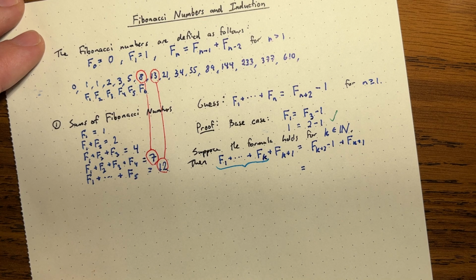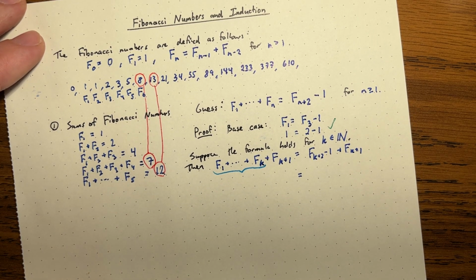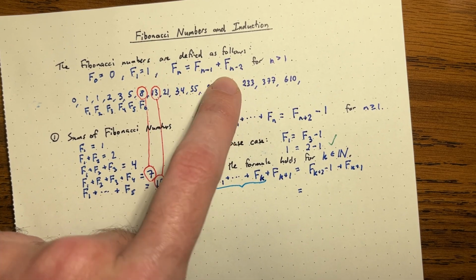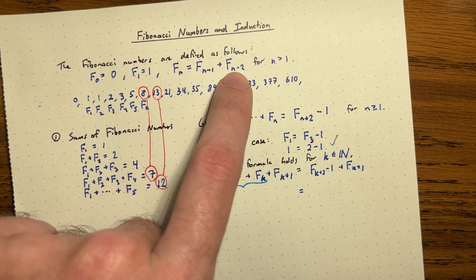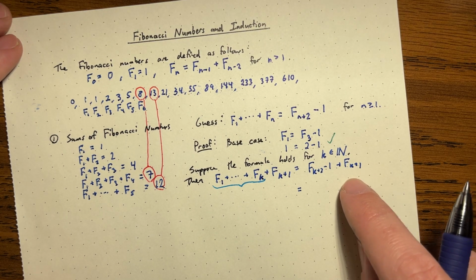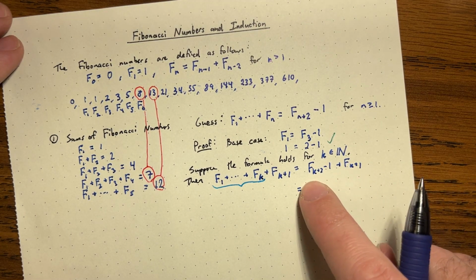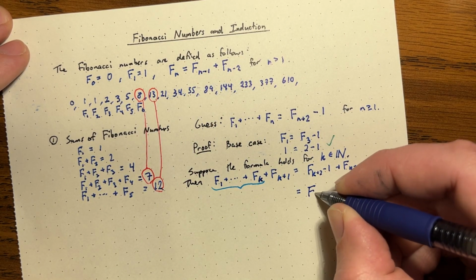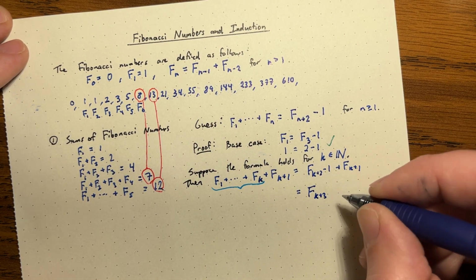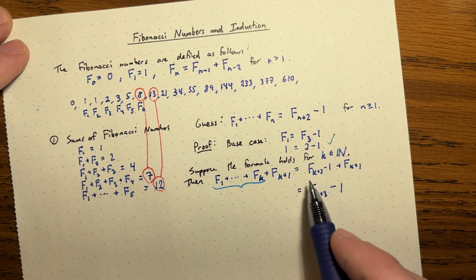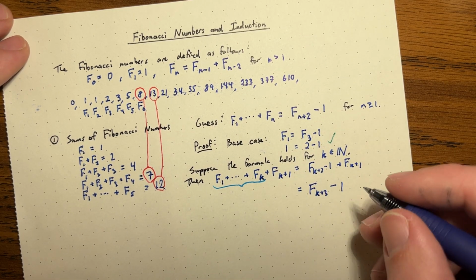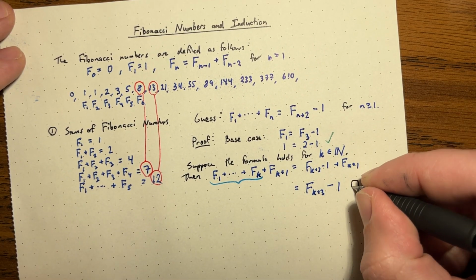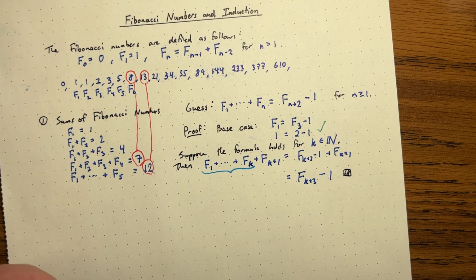And what can we do now? Looks like we're kind of stuck until we remember the definition of Fibonacci numbers. Right? F of n is F(n-1) plus F(n-2). And I see F(k+1), F(k+2). The sum of those two equals F(k+3). Okay. And the sum of the two previous numbers equals the next one. So, and this is exactly what we wanted to prove, so we're done. So that's one example of how induction can be used.